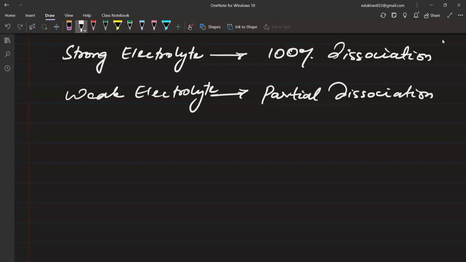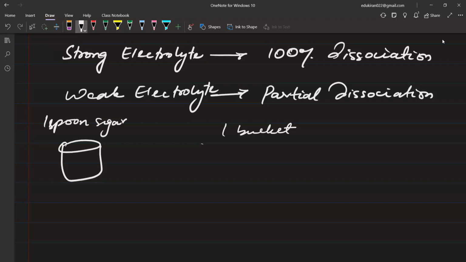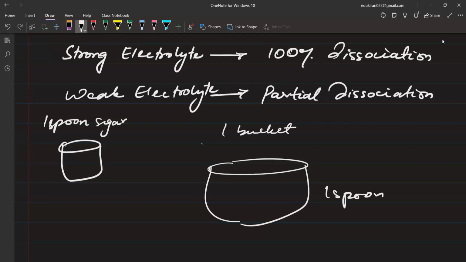Suppose you have taken 1 glass of water and you added 1 spoon of sugar. Okay, 1 spoon sugar. And then you take one bucket, and in the bucket also you added 1 spoon of sugar.